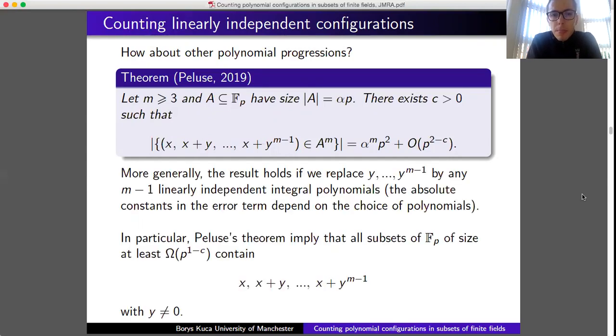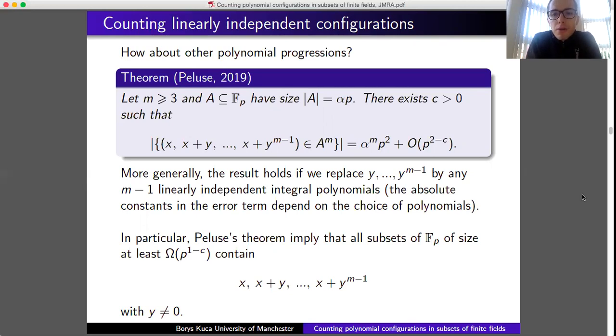In particular, we can replace in this result the polynomials y squared, y cubed, etc. by any m minus 1 linearly independent integral polynomials. And let me also note that once we do this, the absolute constants in the error term may change. They will depend on the choice of polynomials. And this holds for every estimate that I'm giving in this talk. All constants are allowed to depend on what polynomials we're looking at.